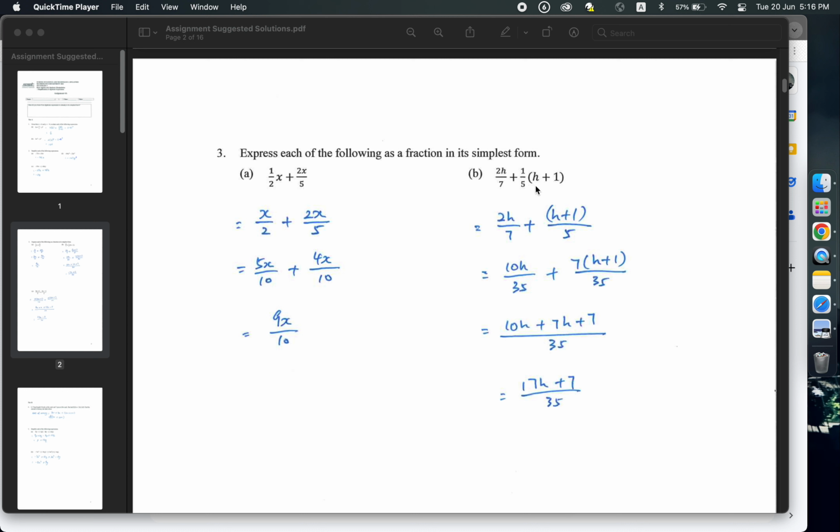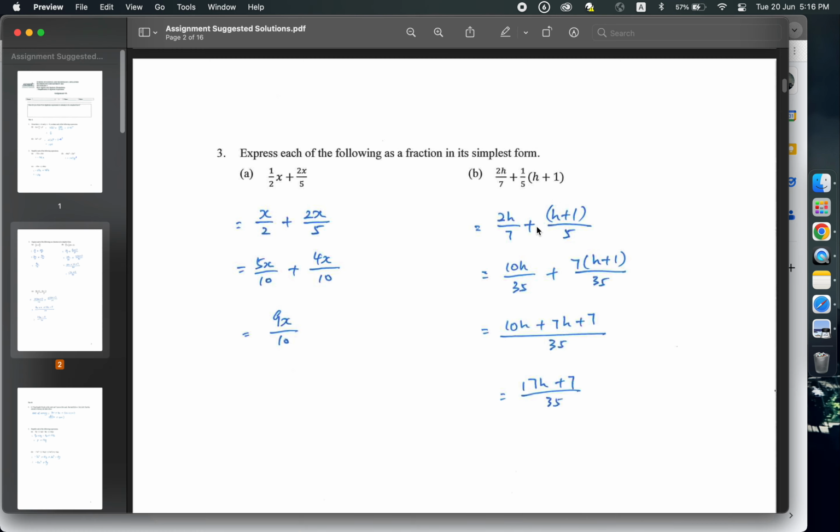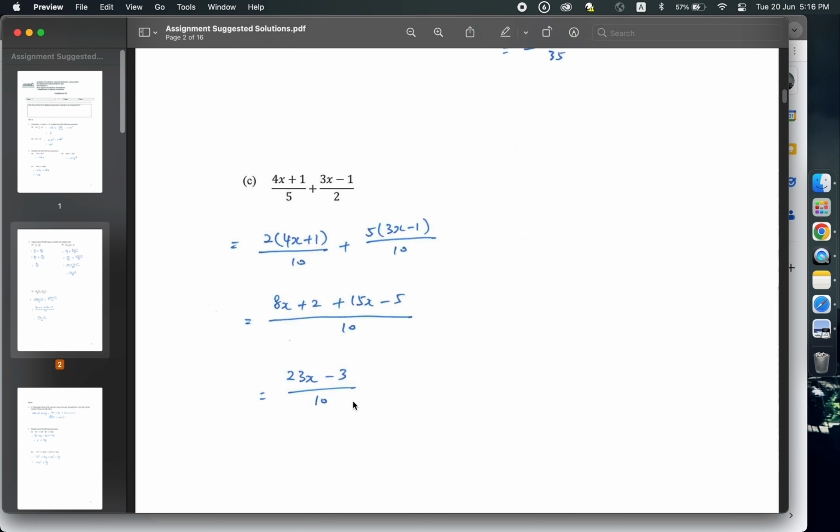Over here, same thing, the h plus 1, I can put it in the numerator. Then the denominators are 7 and 5, so for the common denominator, I will make it 35. That's exactly what's happening. And then when I simplify it, it will be 17h plus 7 over 35. Right, part C.